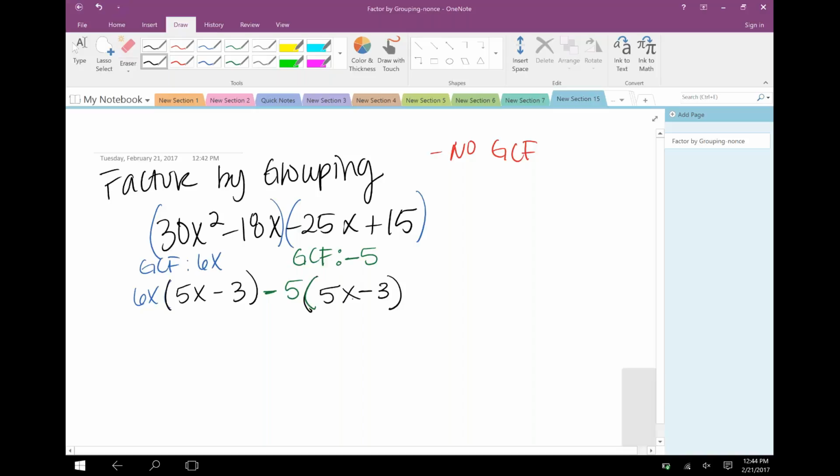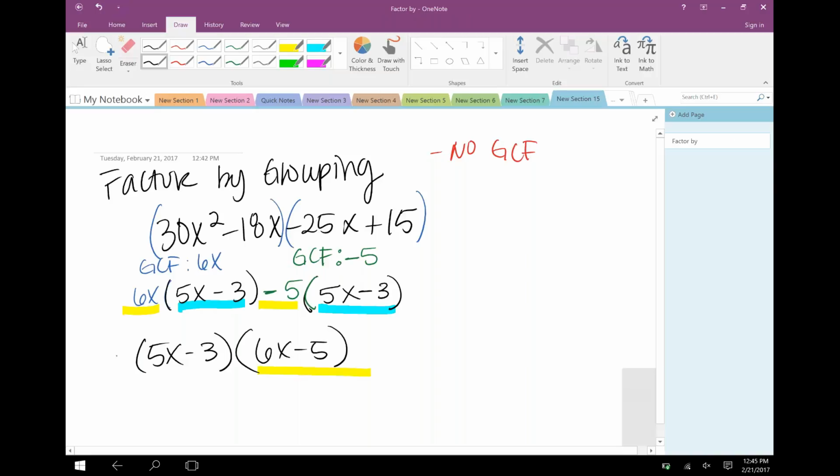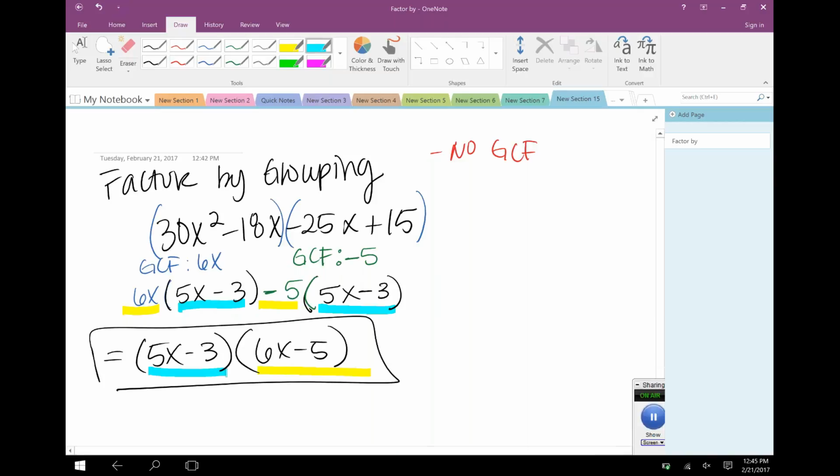Because negative 5 times 5x is negative 25x, and negative 5 times negative 3 is positive 15. And like I said before, the goal when you're grouping is to get the same thing here. If you don't get the same thing, I like to call them the twins. If you don't get the twins when you're factoring by grouping, something's off. So once you have that, you just write down the twin, so write one of them, and then whatever's left over on the outside comes together in your other factor, 6x minus 5. And then that is your final answer for factoring by grouping.